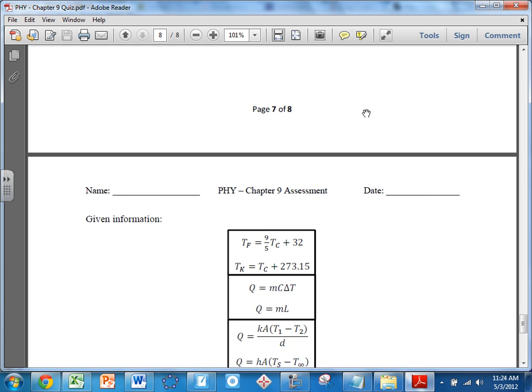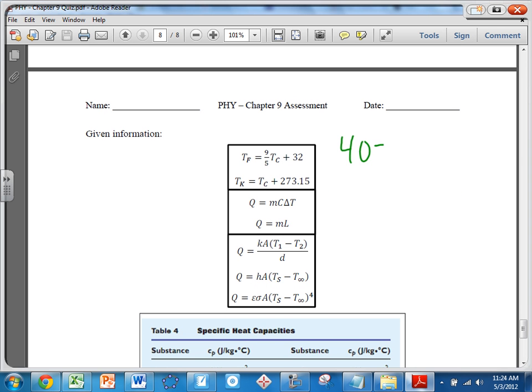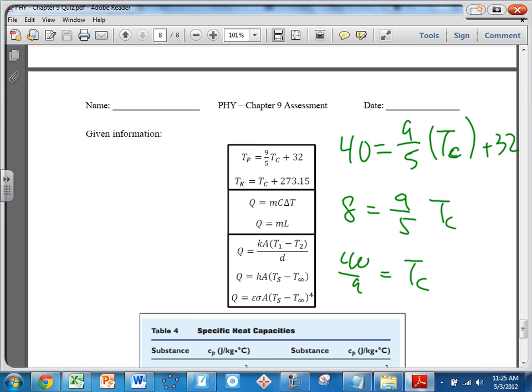So 40 equals 9/5 times a big C, or TC, it doesn't matter. Let's use TC, because C looks like specific heat. Minus 32. So what do I do, Kenny, quick? Minus 32. Multiply by the reciprocal of 9/5. Very good. So, subtract 32, you get 8, equals 9/5 TC. Multiply by the reciprocal, and you get 40 over 9 is equal to TC. That's going to be 4.4 repeating. So that's my temperature in Celsius.